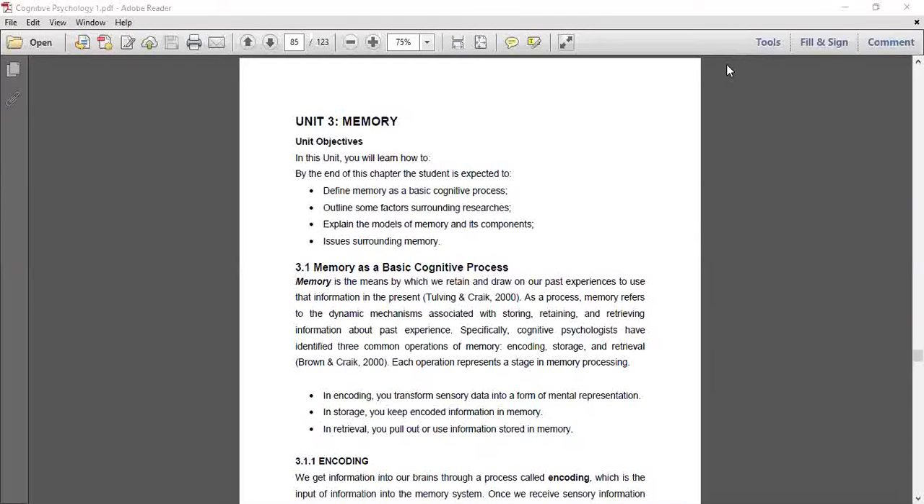Coming back to our episode, memory is defined by Tauvin and Craig, 2000. They mentioned that it's a means by which we retain and withdraw our past experiences, or use that information in the present. In other words, it's a dynamic mechanism associated with storing, retaining, and retrieving information about past experiences that we've gone through.